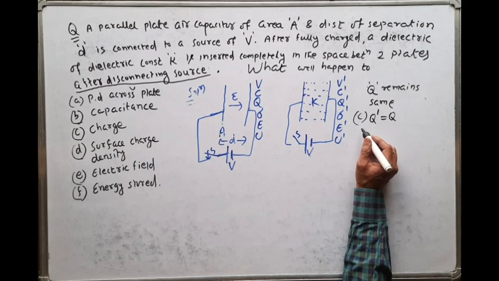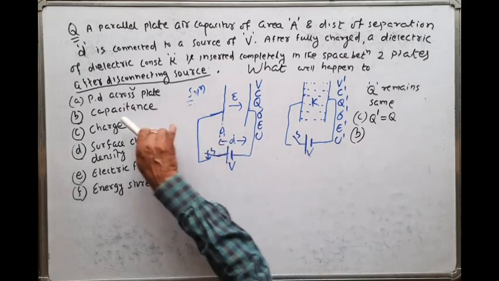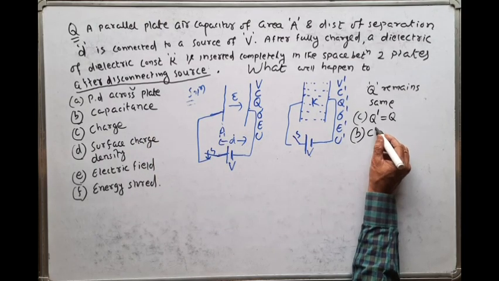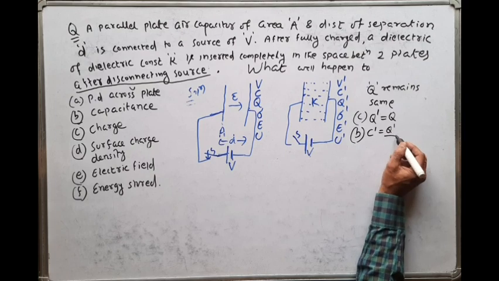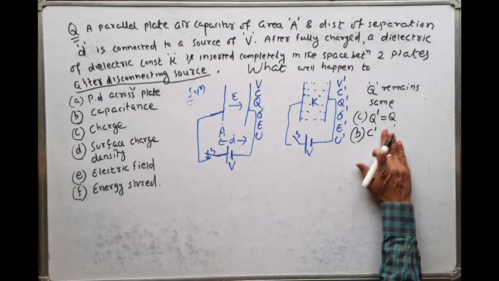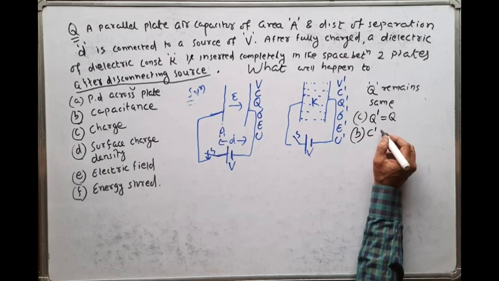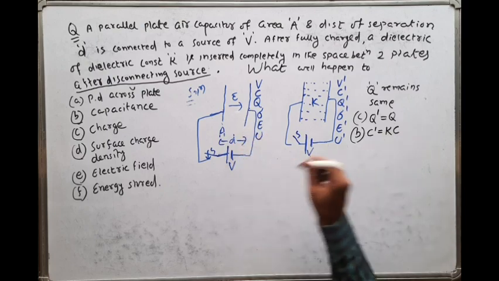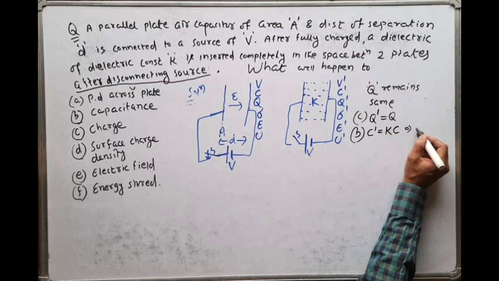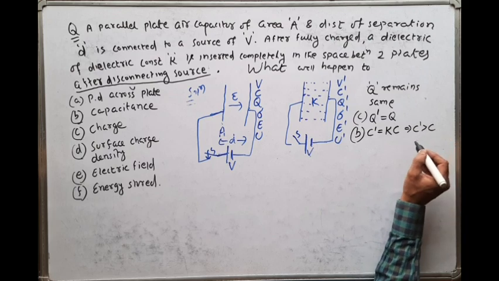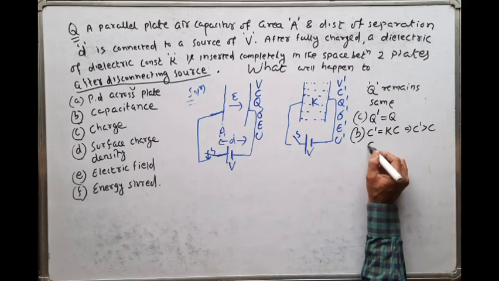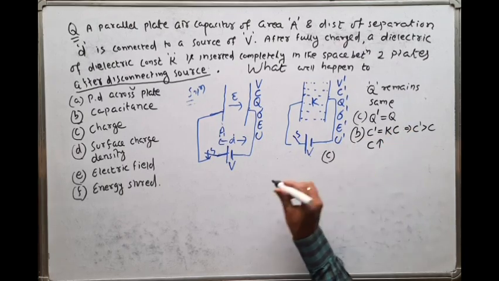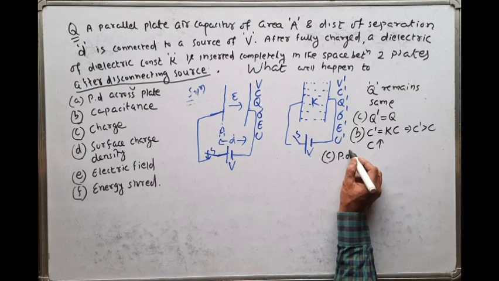Then what will happen to the capacitance? This is the B bit answer. What is the capacitance? Capacitance by introducing the dielectric, C dash, is equal to K times the initial capacitance. Since K is greater than 1, the capacitance is greater than the previous capacitance. That means capacitance will increase. Charge will remain the same. Then what is the potential difference?